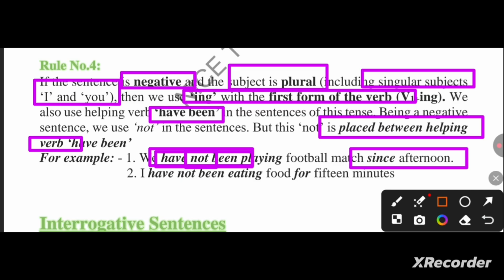In the second sentence, I have not been eating food for 15 minutes. Helping verb have not been has been used. Ing is used with the first form of the verb, and period is not sure. It is only for 15 minutes. We are not sure about these 15 minutes are of morning, afternoon, or at night.